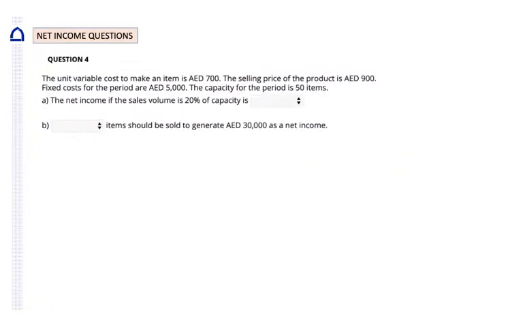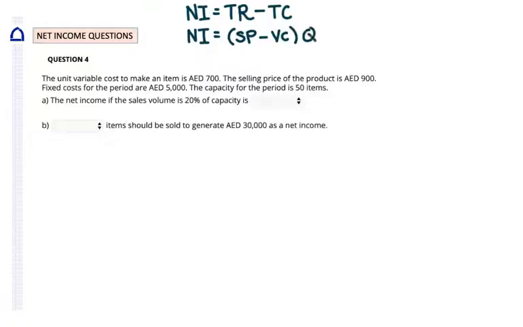Okay, now we're going to do some questions they might ask you about net income. As you remember, the most basic equation for net income, which describes profit, loss, or break even, you calculate from the total revenue minus the total cost. Now, if you substituted the equations for total revenue and total cost and rearranged it to look prettier, you would get this equation: selling price minus variable cost times quantity minus fixed cost. And this equation is in your formula sheet.